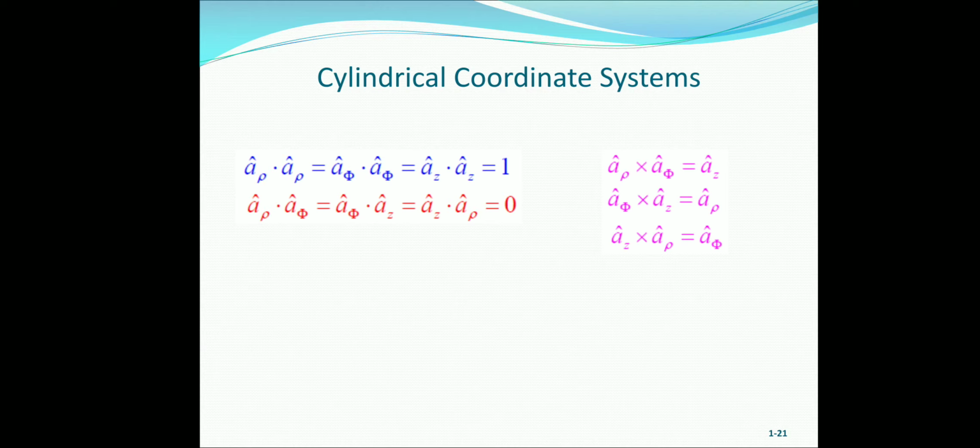For cross product we can use the clockwise direction as we saw in the rectangular coordinate system. That means a rho cap cross a phi cap is equal to a z cap, a phi cap cross a z cap equals a rho cap, and a z cap cross a rho cap is equal to a phi cap. If you take the opposite direction, then it becomes minus. If it is the same unit vector, that means a rho cap cross a rho cap, it is 0.